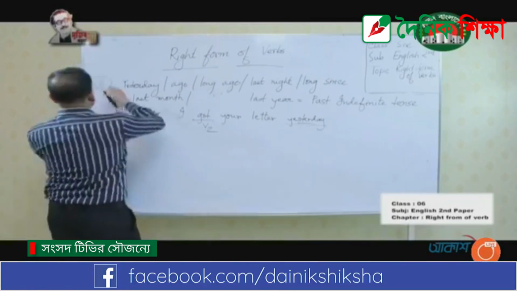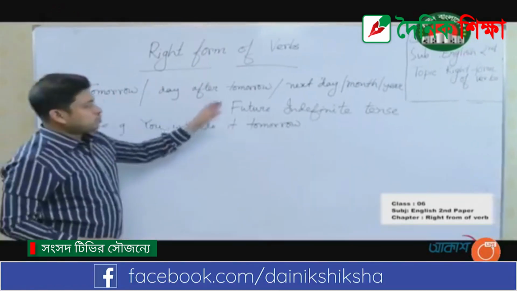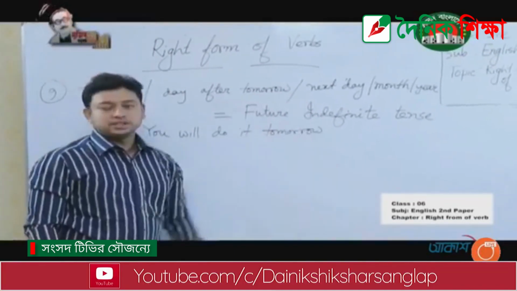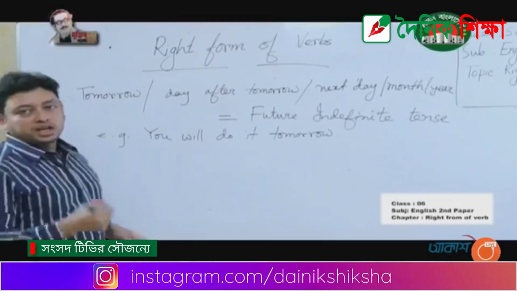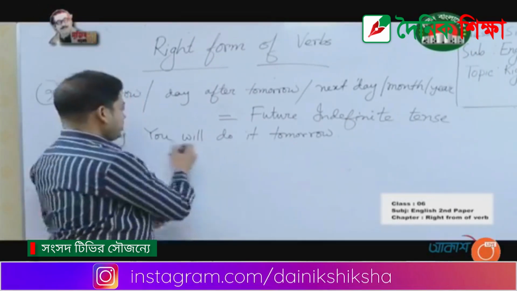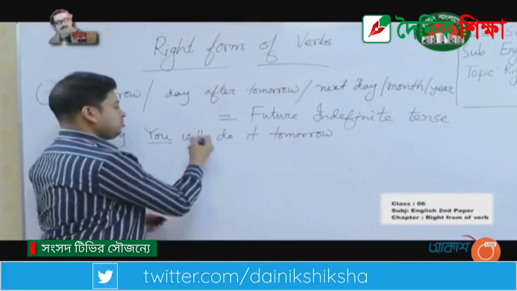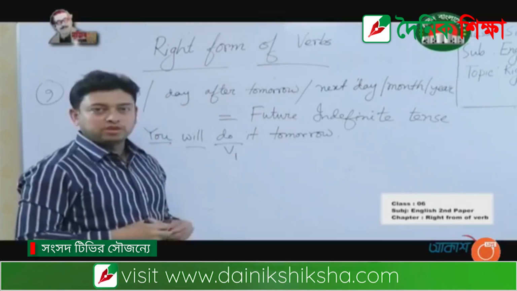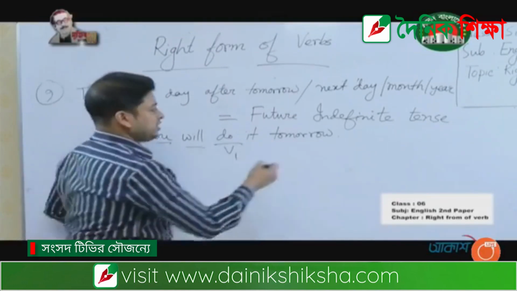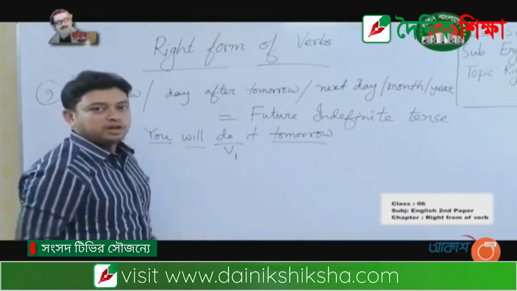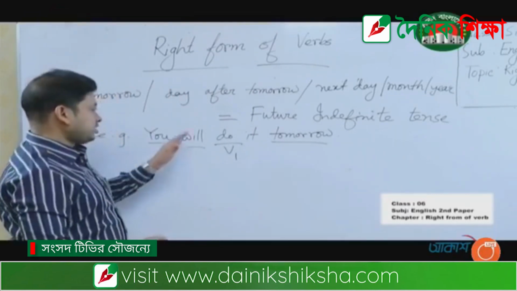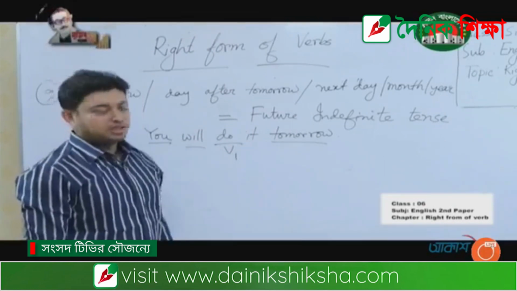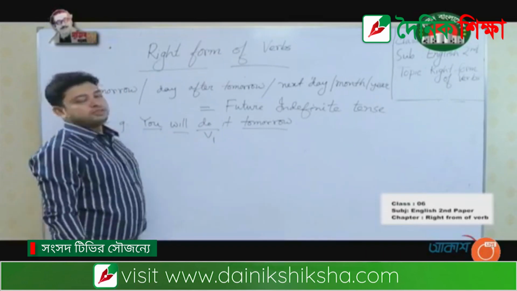Now rule number 9. So if there is tomorrow or day after tomorrow or next day, next month, next year, it will follow future indefinite tense. That means there will be shall or will according to the subject. Here I have used you. So for you there will be will. After will there will always be V1, that means the base form of the verb. And everything is given here. This is an indicator. The time is referring to a future action. That's why subject, will, base form of the verb, object, then time. So this is an example of future indefinite tense.